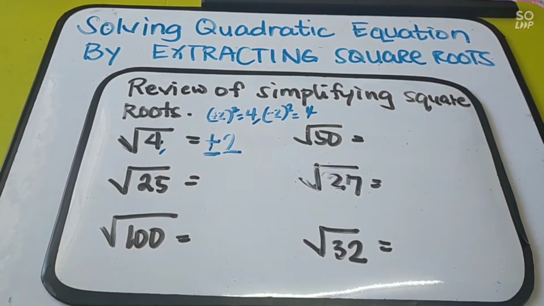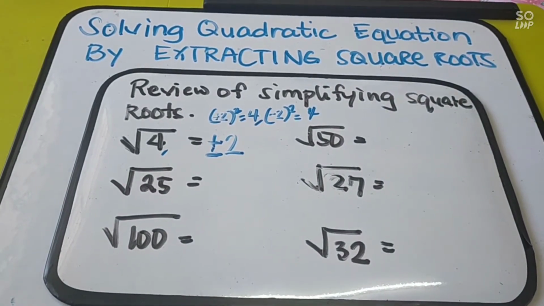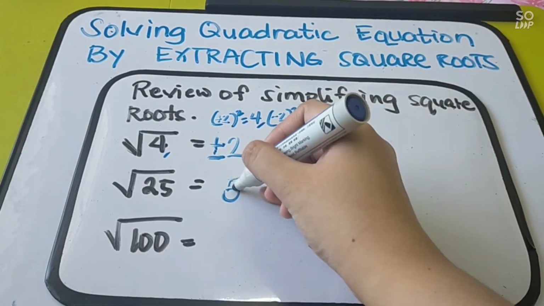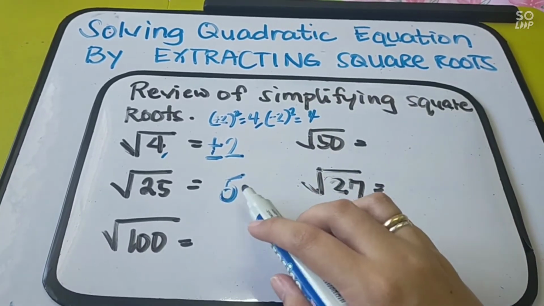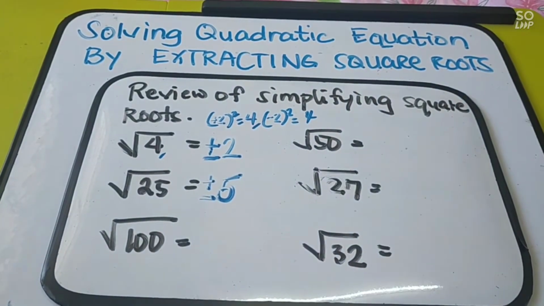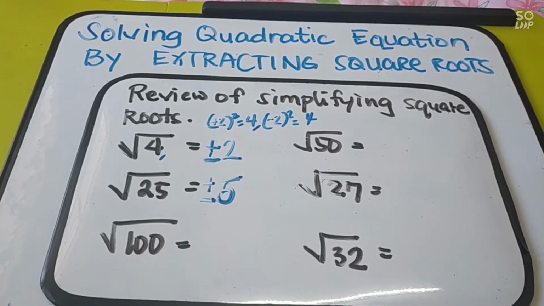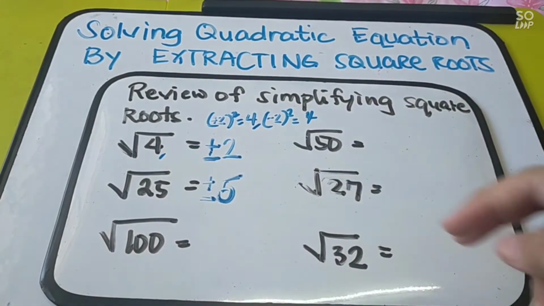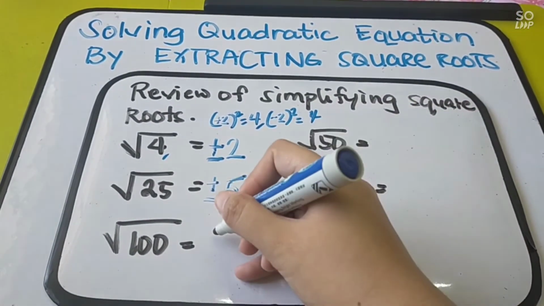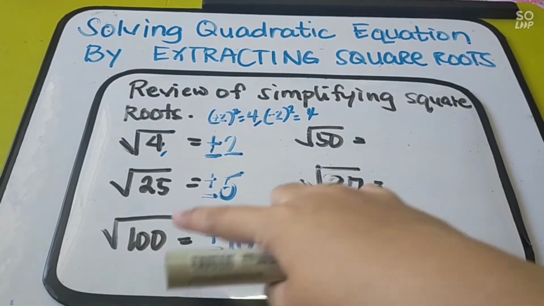Next, we have square root of 25. Think a number, if you are going to multiply the number by itself, the answer is 25. Yes, the answer here is 5. If you are going to multiply 5 times 5, the answer is 25. So, therefore, it should be positive and negative 5. So, dapat ganun lagi. Kapag ikaw ay kumukuha ng square root of a number, lagyan mo siya lagi ng positive and negative, kasi both of them are correct. Next tayo, square root of 100. So, we have here a positive and negative 10. That is it. 10 times 10, we have here 100.